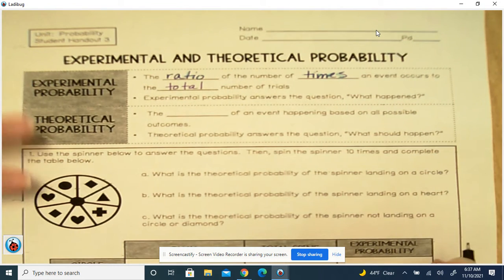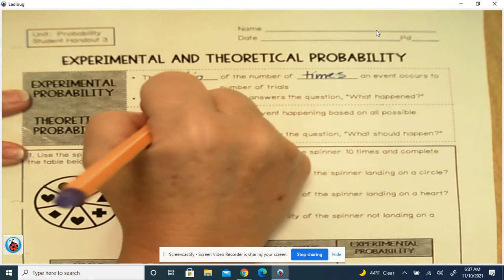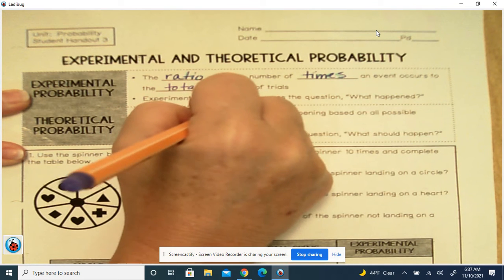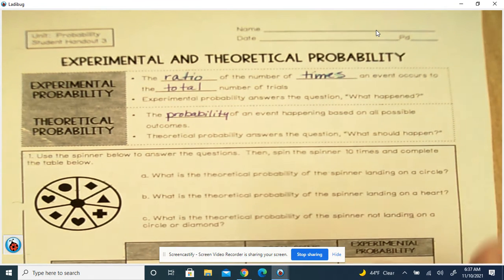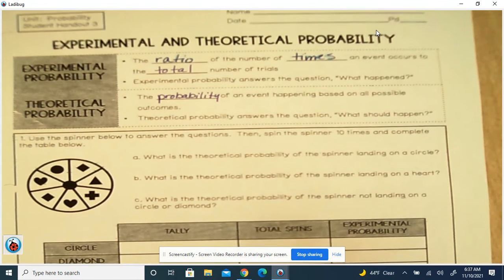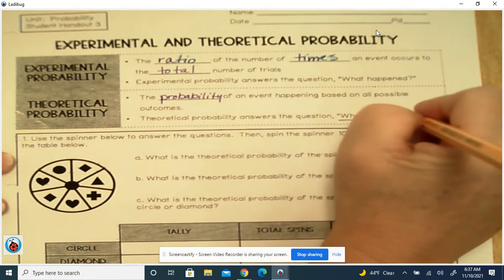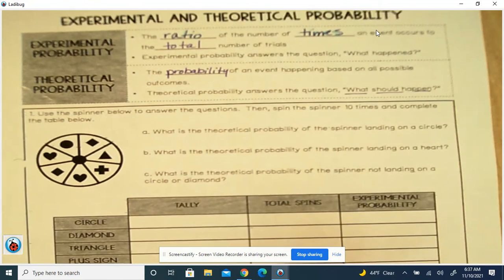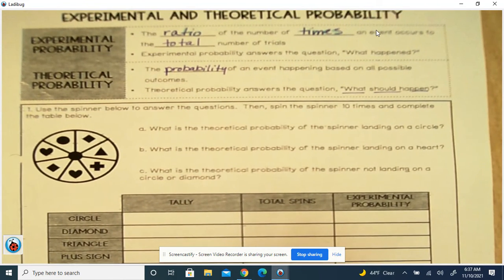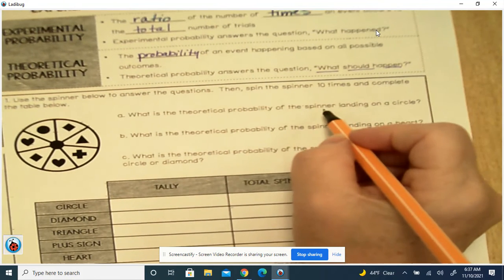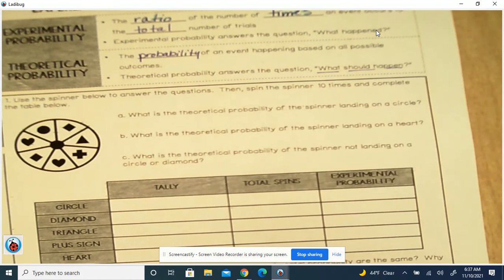Theoretical probability is the probability of an event happening based on all possible outcomes. Theoretical probability answers this question: what should happen? So we're going to look at this spinner that we have with these shapes on it. What is the theoretical probability of the spinner landing on a circle?